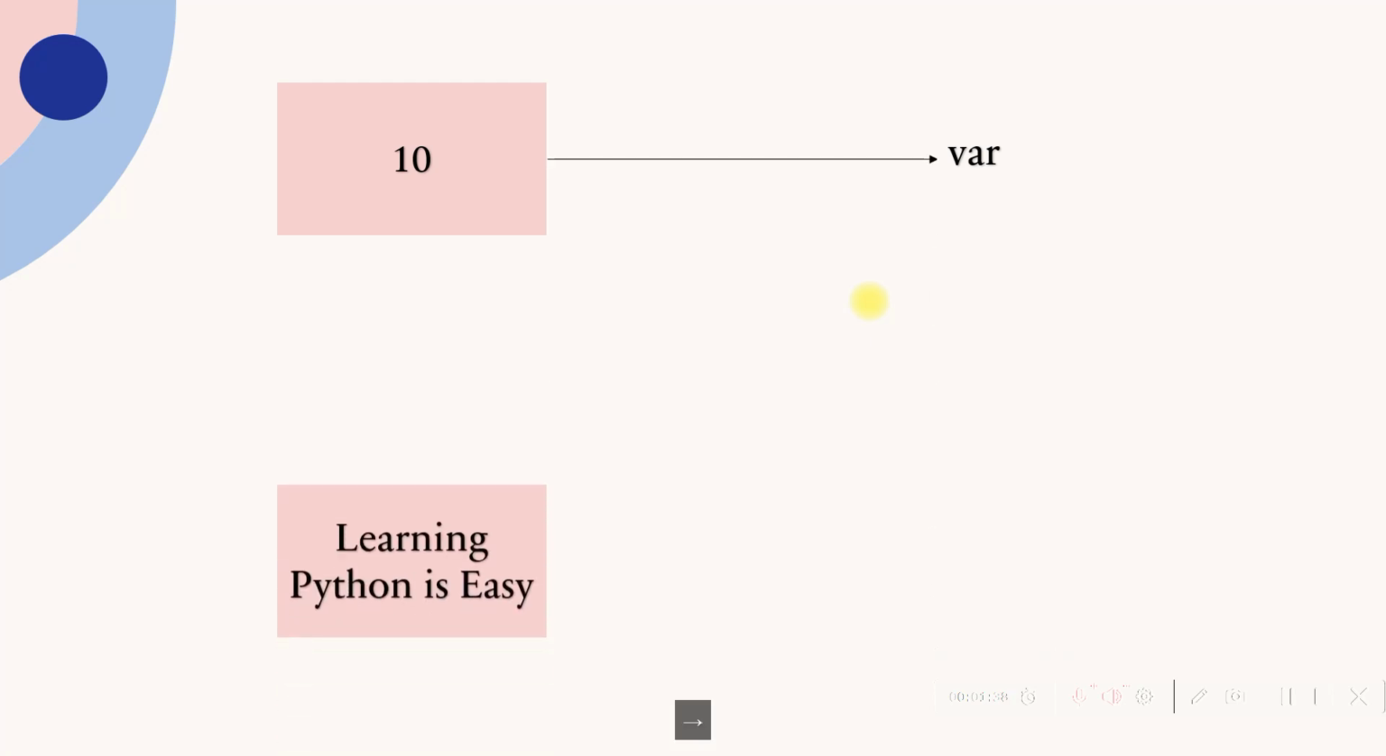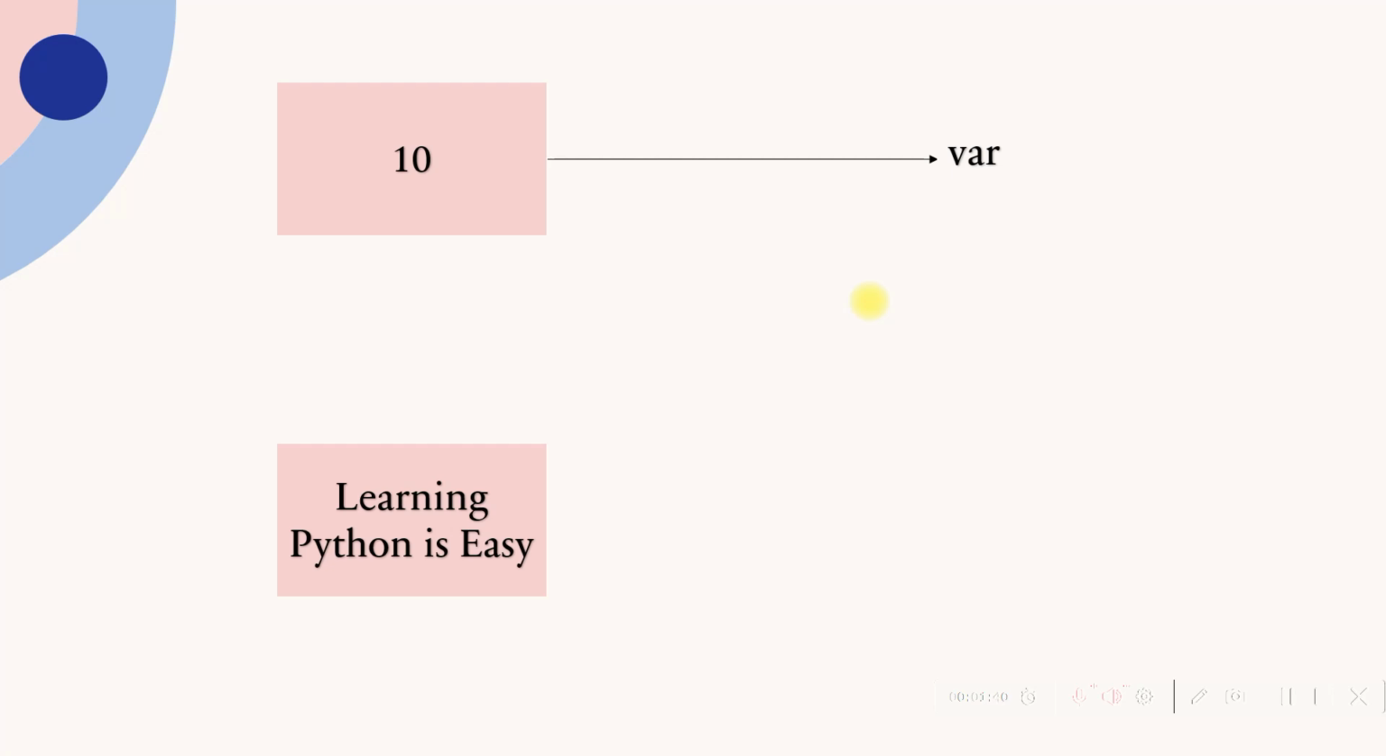So let's consider that value 10 has been assigned to a variable var. Now in the same code, we can assign a different value. Let's say learning Python is easy. So it is of string type and we can assign this value to the same variable. And when you execute your code, Python will not give you any error.